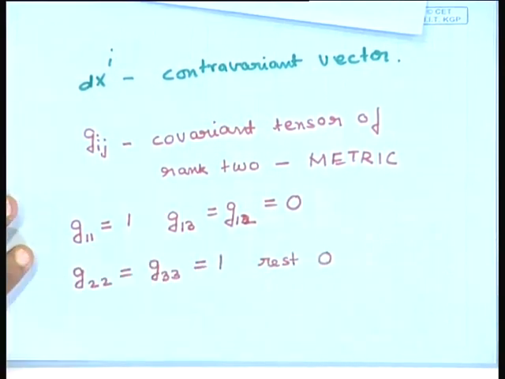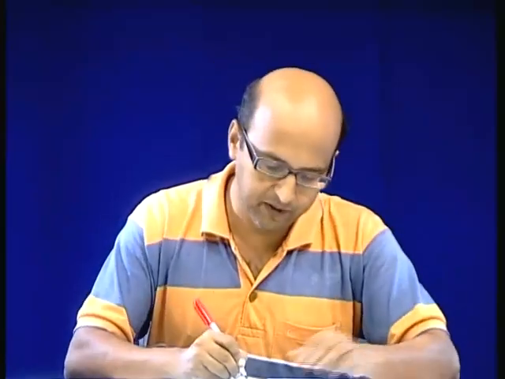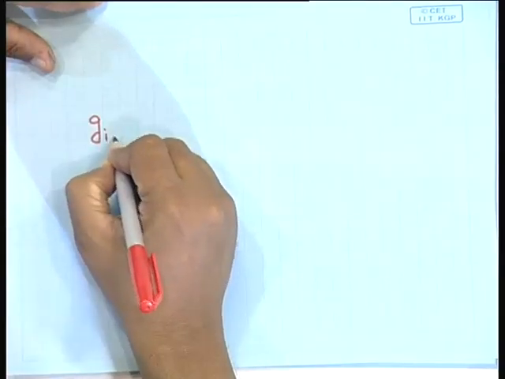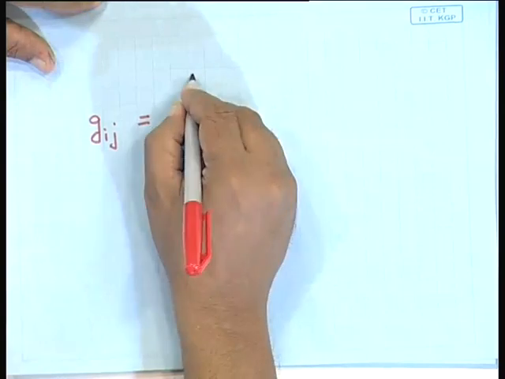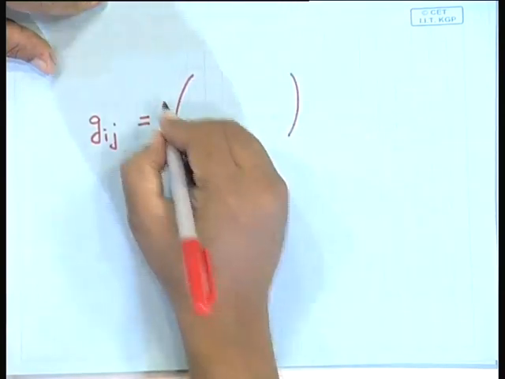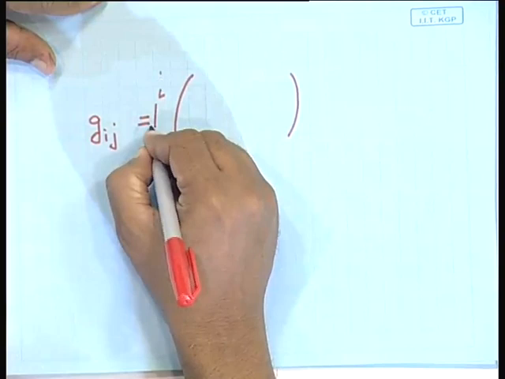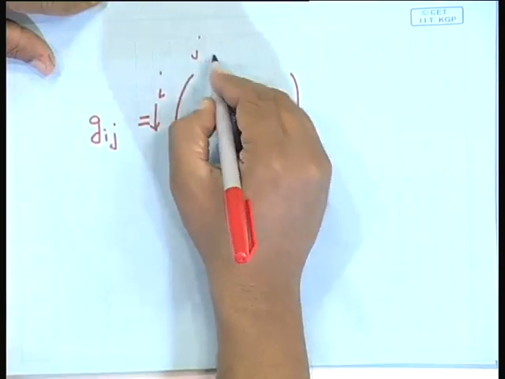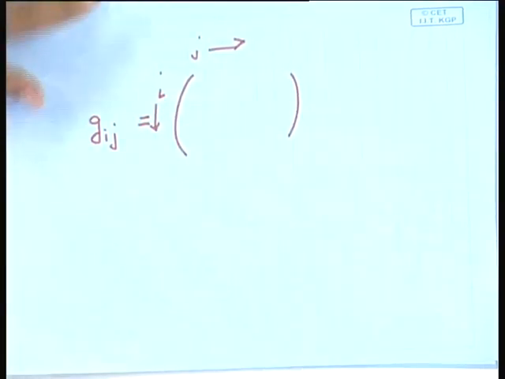This is a rather simple metric. This is the metric of the flat Euclidean space in the Cartesian coordinate system. I can also write this metric in matrix form. So let me do that. G_ij can also be written in the form of a matrix where the i index varies in this direction, the j index varies in this direction.